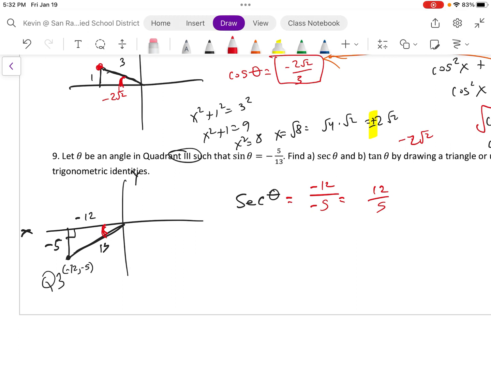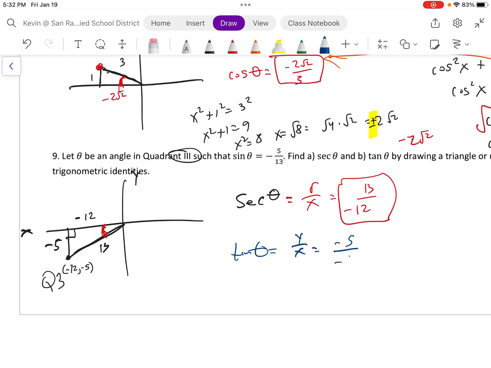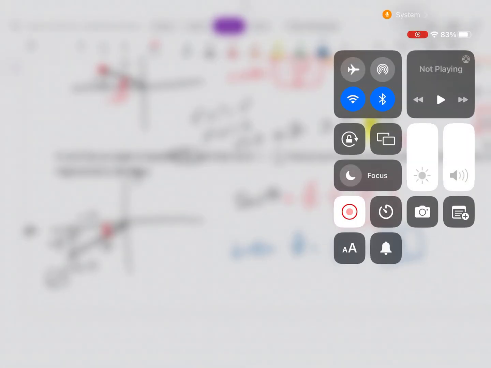I just noticed my key was wrong. Oh, secant. No, I'm sorry, I'm wrong right now. I was doing cotangent. Secant is r over x. So that's 13 over negative 12. Bad mistake. All right, last one is tangent theta. Tangent is going to be y over x. So it's going to be negative 5 over negative 12 equals 5/12. All right. Whew, not bad for Friday night. Tired.